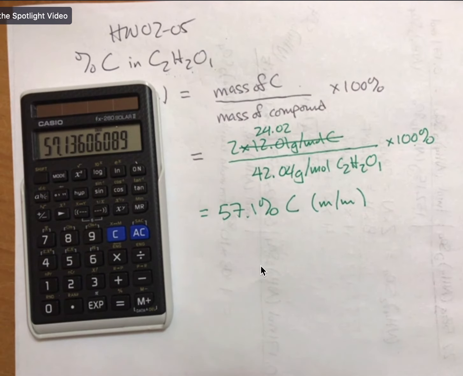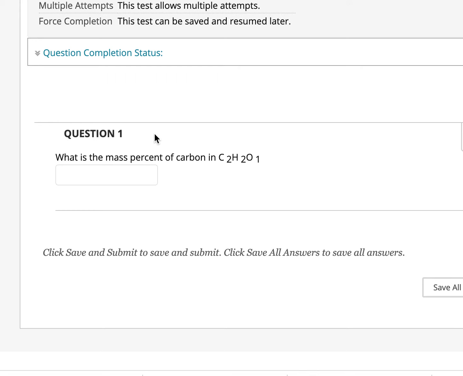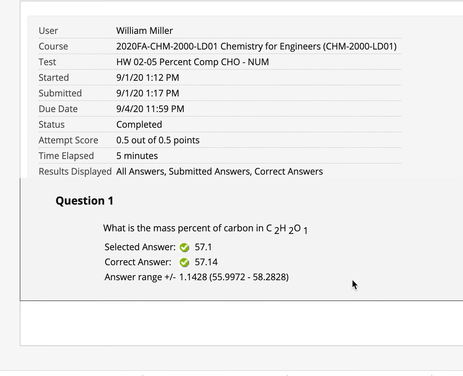Now let me enter that in. And I get 57.1. Not only does it tell you what I put in, it tells you what the correct answer is. Yeah, and I guess if I'd carried one more place, I would have got 57.14. And then it tells you what the range of acceptable values is too.